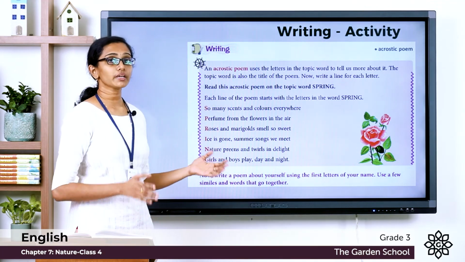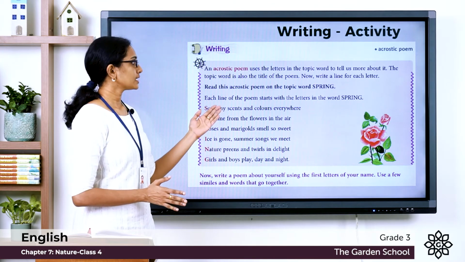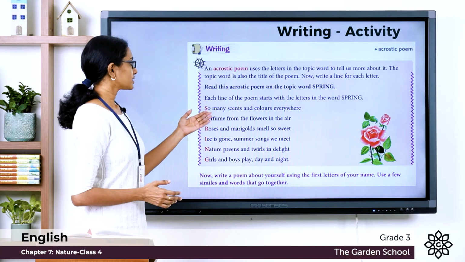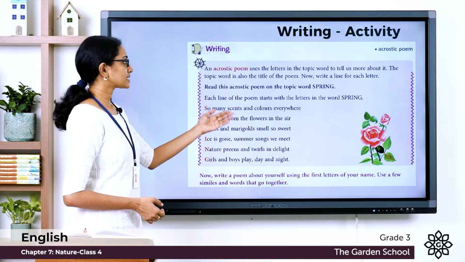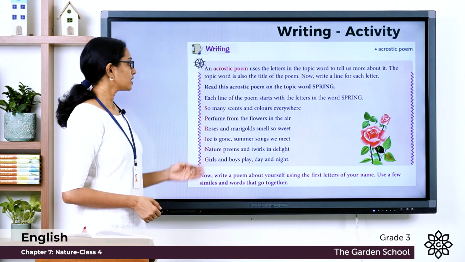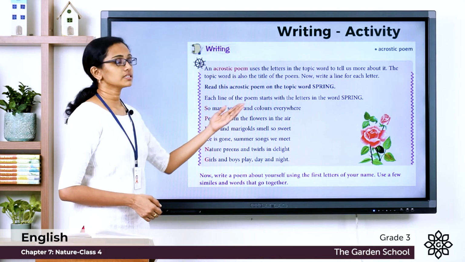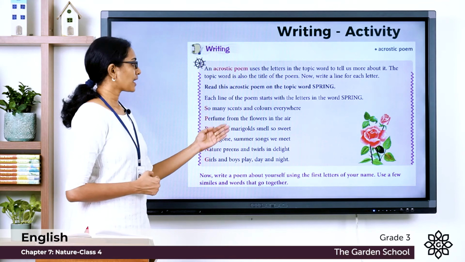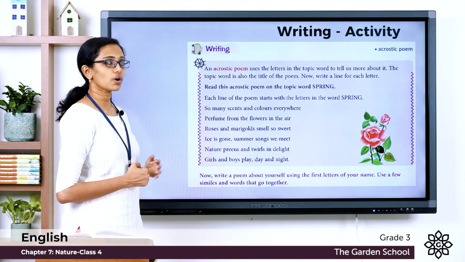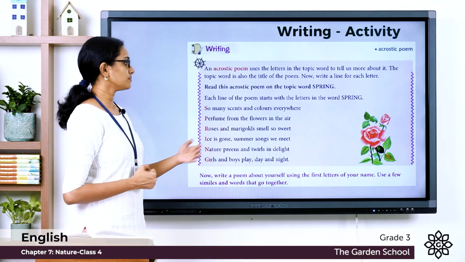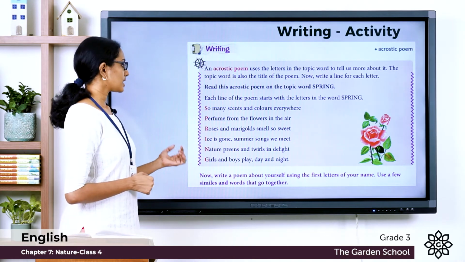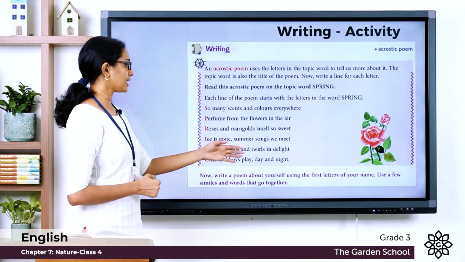And the topic of the poem will be the name of the poem, the name of an acrostic poem. See, here the lines are: So many scents and colors everywhere, perfume from the flowers in the air. Roses and marigolds smell so sweet, ice is gone, summer songs we meet, nature preens and twirls in delight, girls and boys play day and night.